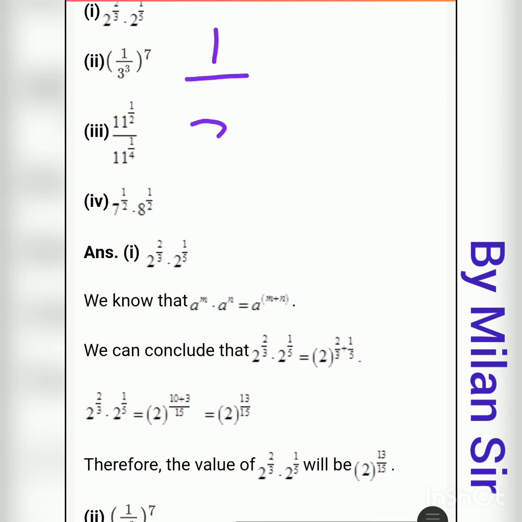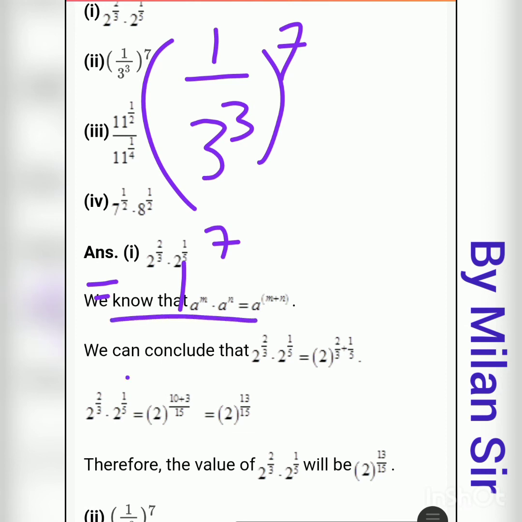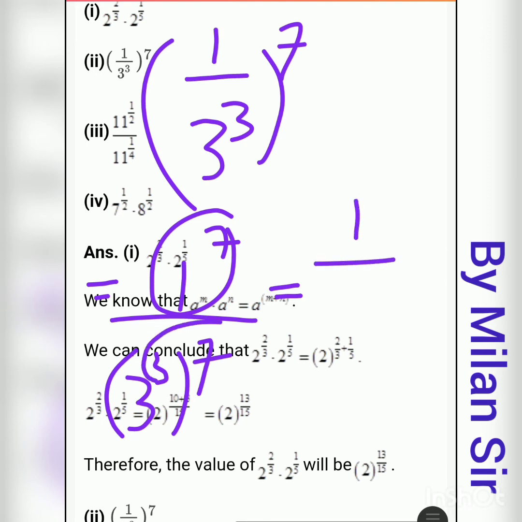Again, (1/3^3)^7, so we can give the separate exponent. So 1^7, and in the denominator (3^3)^7. Here 1 raised to 7 is 1 only. Here we need to multiply the exponents, so 3 raised to 7 times 3 is 21. This is an exponent rule. If a common exponent is outside the bracket, we can give the exponent to everything inside, and if there is an exponent of an exponent, then we need to multiply the exponents. This was already learned in standard 8, exponents and powers. So our answer is 1 upon 3^21.